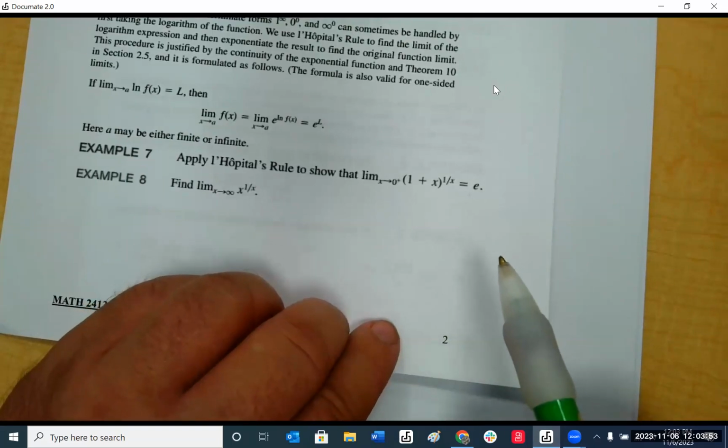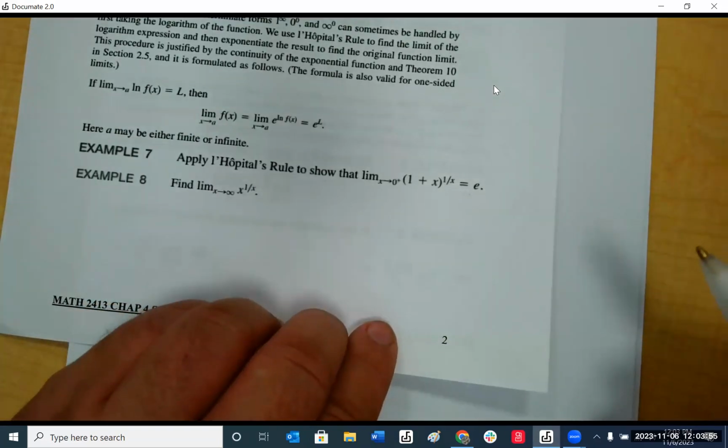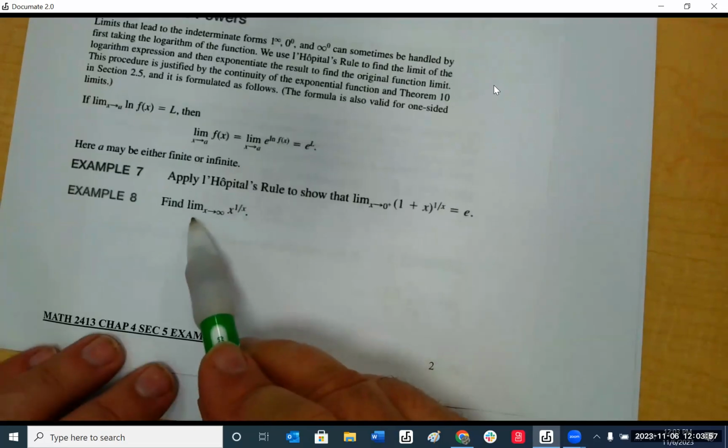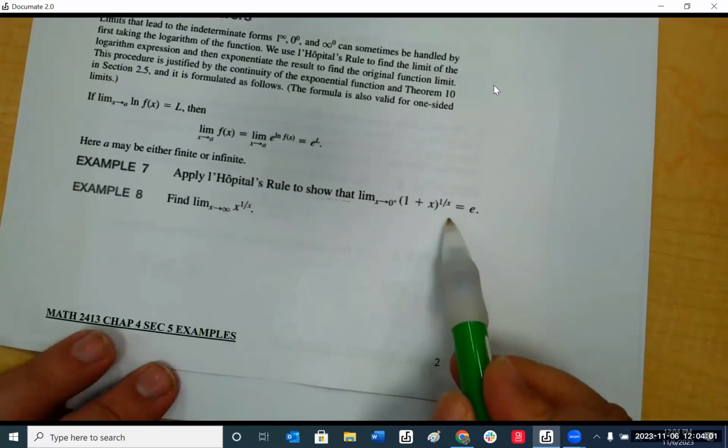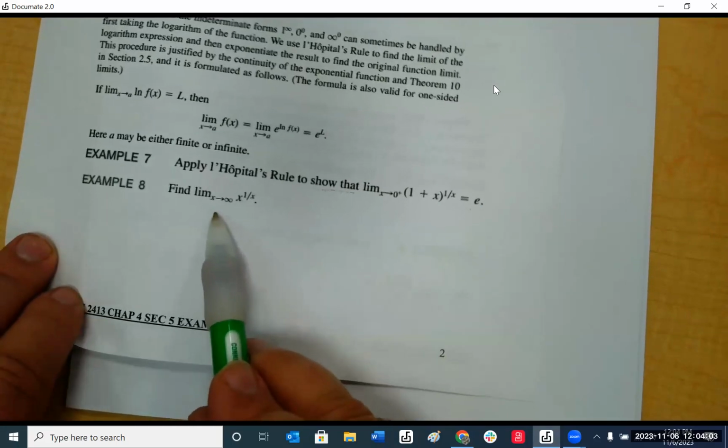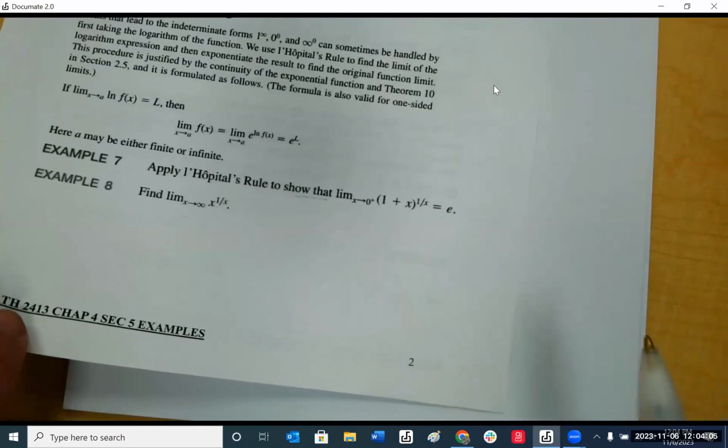So is that basically like proving it? A proof, yeah. Okay. Because notice how number 8 is saying find this. This one's just saying show that. So this is a proof. This is an actual calculation.